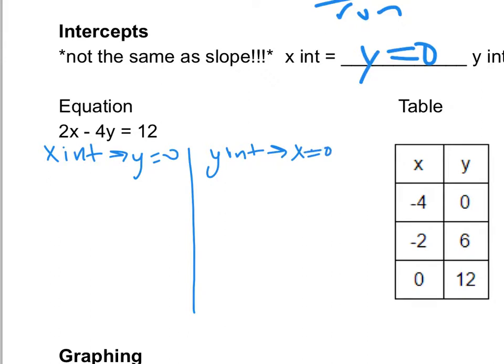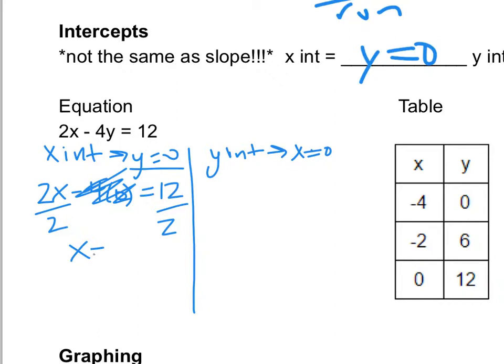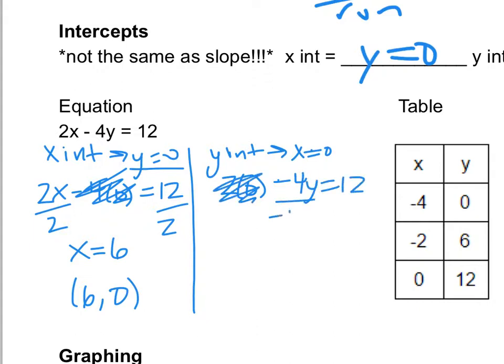So we're going to plug in 0 for y, so 2x minus 4 times 0 equals 12. 4 times 0 is going to be nothing, so that term goes away. And then I'm going to divide both sides by 2. So x equals 6. So my x-intercept is (6, 0). Y-intercept, I do the reverse. Plug in 0 for x. 2 times 0 minus 4y equals 12. What is 2 times 0? 0. And then I'm going to divide both sides by -4 and get that y equals -3. So my y-intercept would be (0, -3).